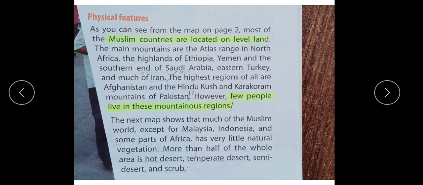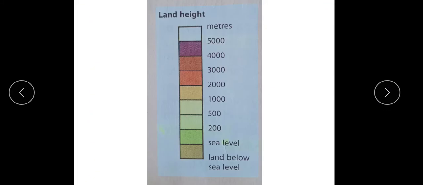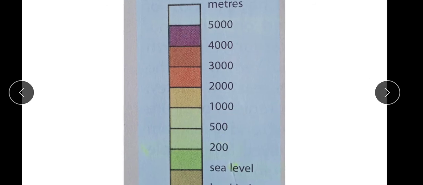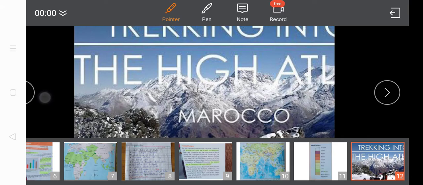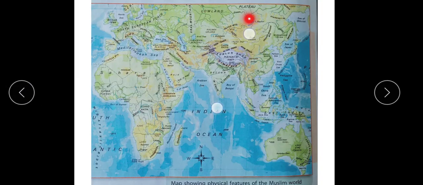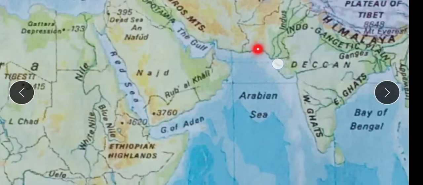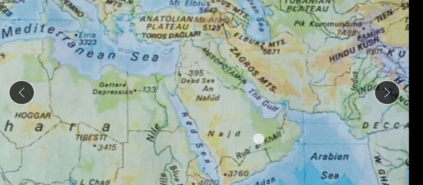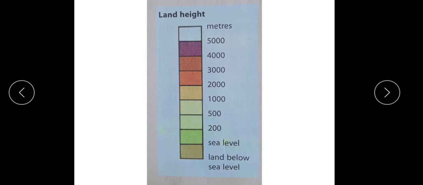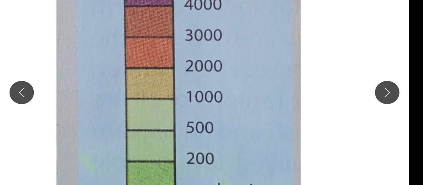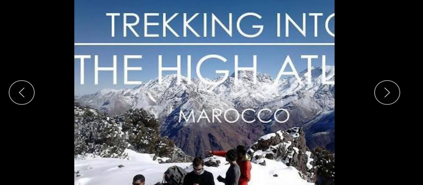Let me tell you something more about this paragraph. As you can see on your screen, I am again telling you the height level of the graph. In the map you can see the purple color is only available in this area, and the rest of the Muslim countries are in orange and yellow color. In the graph, yellow is around 500 or 1000 meters high. So you can imagine how much height there is in the countries of the Muslim world.